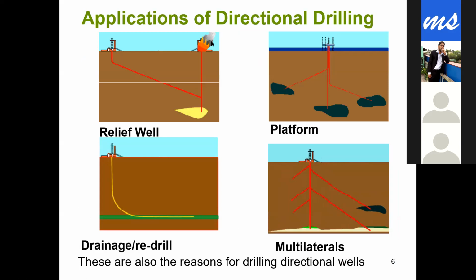What is the difference between the platform and multilaterals, and how can we go multi-directional from one point? How can we control the casing issues? This I feel is impossible. This platform is offshore drilling, it's not onshore, not on land. And for multilaterals, it's onshore, on the land.